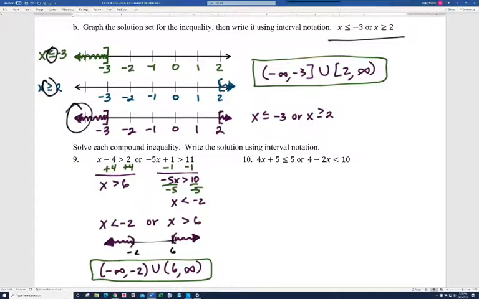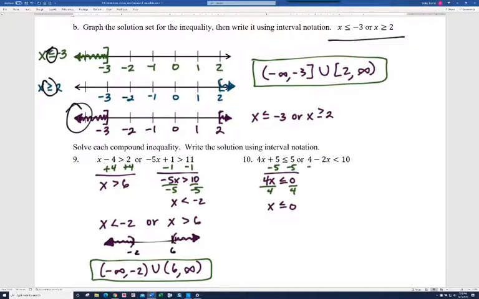So we have 4x plus 5 is less than or equal to 5. We're going to want to subtract 5 on both sides first. So we get 4x is less than or equal to 0. I'm trying to get x by itself, so I'll divide by 4. And 0 divided by 4, that's 0. So we get x is less than or equal to 0.